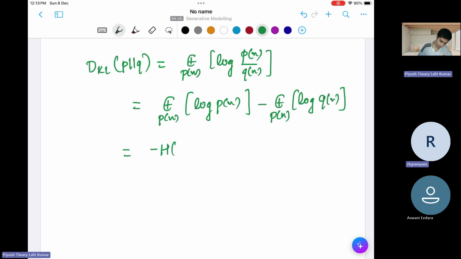So this is H(p), the entropy of p. The first term is the entropy of p, and the second term is actually plus. So this is your cross entropy term, like cross entropy between p and q. So you can see here that KL divergence is actually the difference between cross entropy and your true entropy.